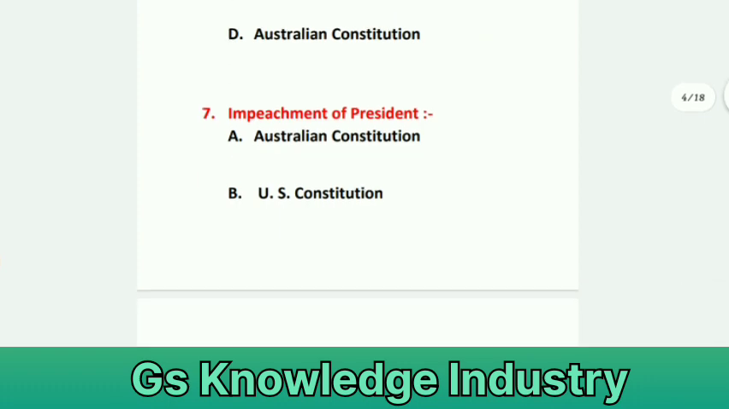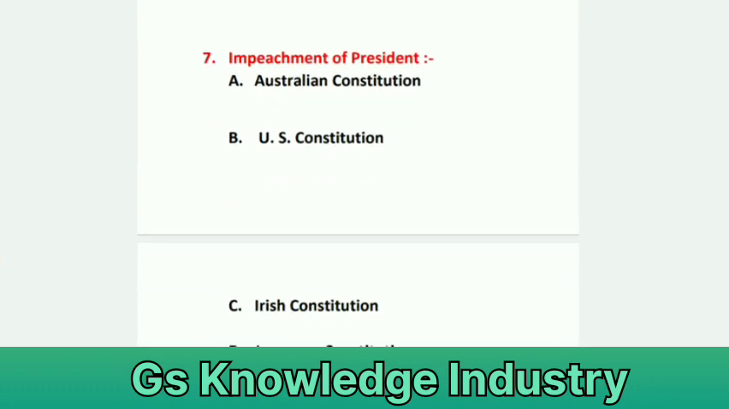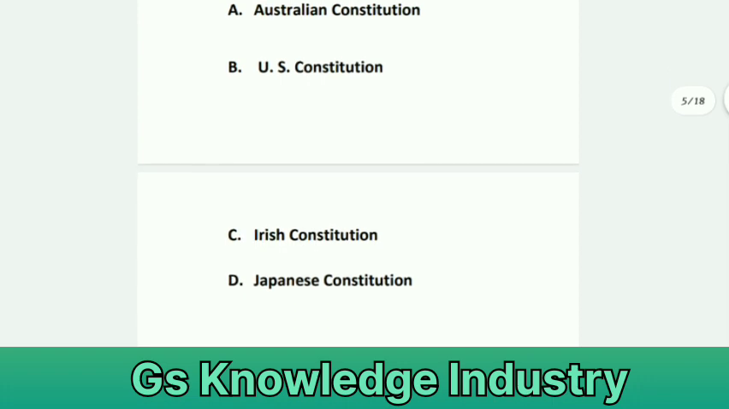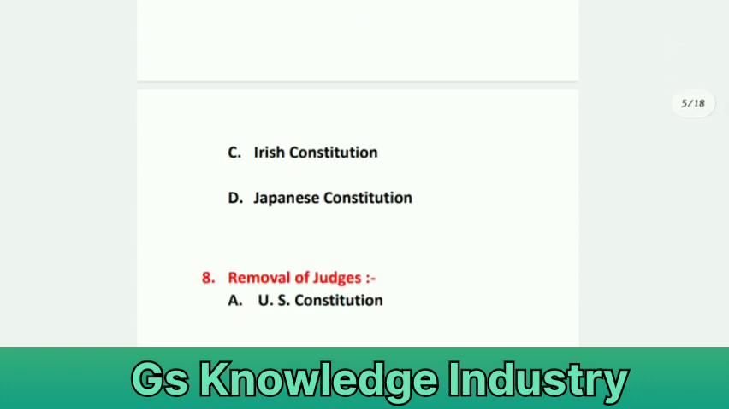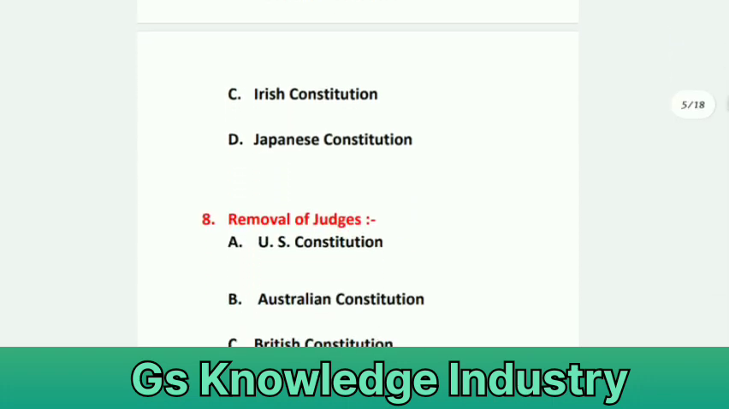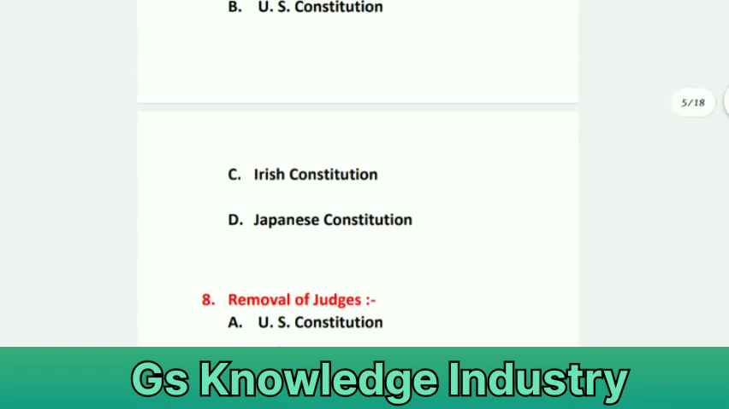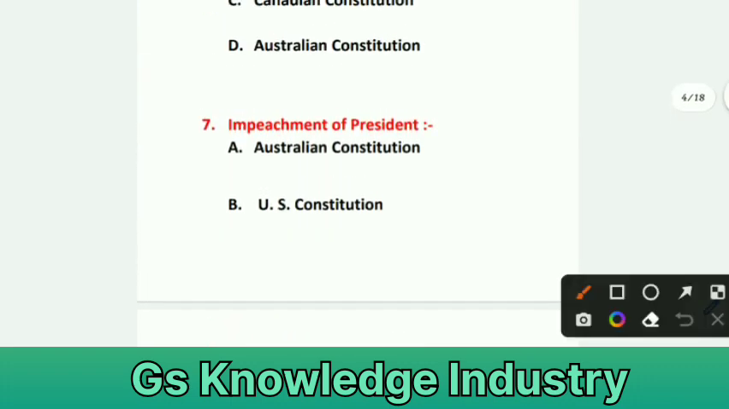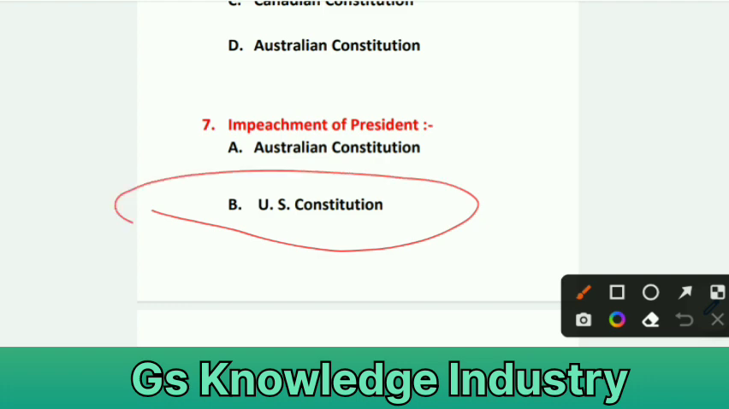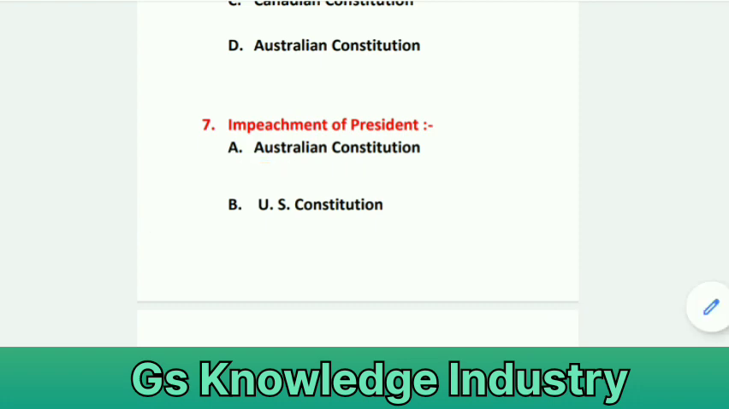7 number question. Impeachment of president has been derived from which constitution? Option A Australian Constitution, option B US Constitution, option C Irish Constitution, option D Japanese Constitution. Here the right answer is option B US Constitution. The impeachment of president has been derived from US Constitution.